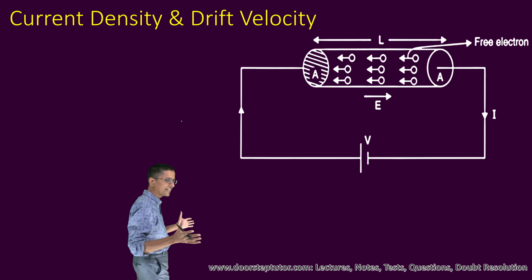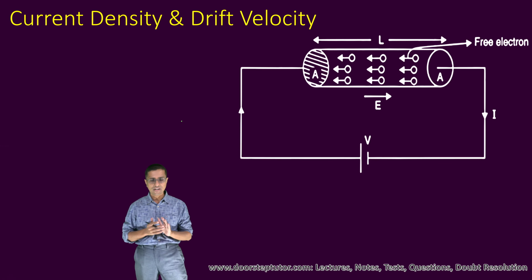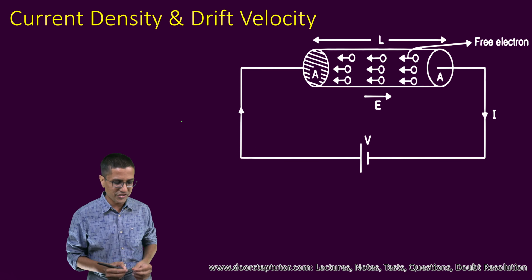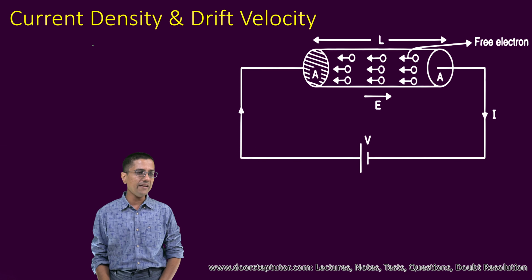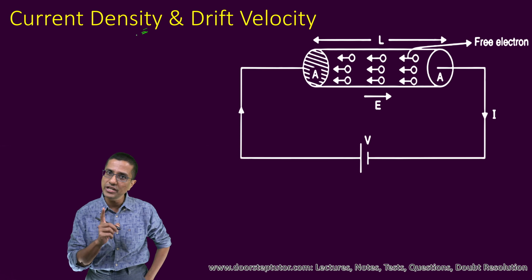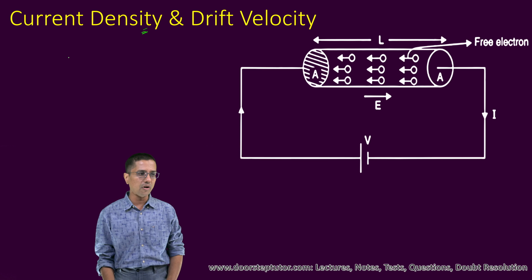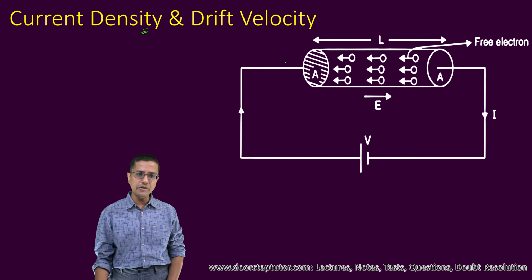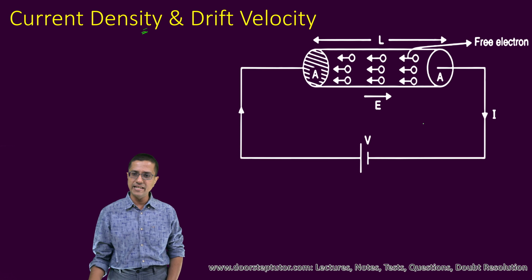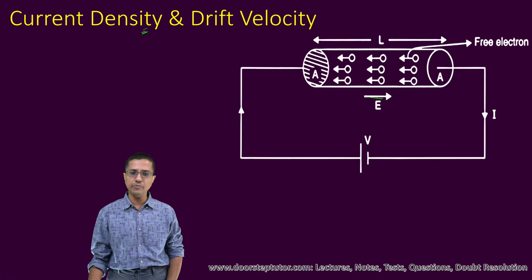So now with that background, let us try to derive the relationship between the drift velocity and current density. Note that we are not deriving current, but the current density. They are related, and we'll see as we go along. The first thing that we do is consider this circuit in which we have applied a voltage V. There is an electric field due to this voltage, and that electric field is producing this current I.